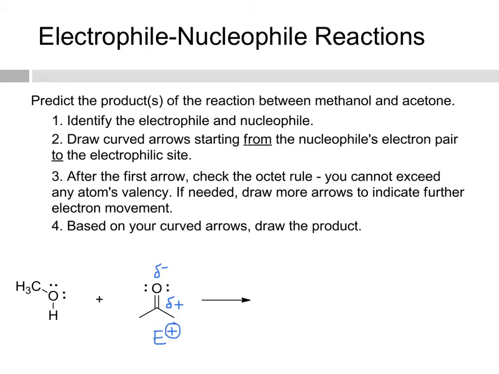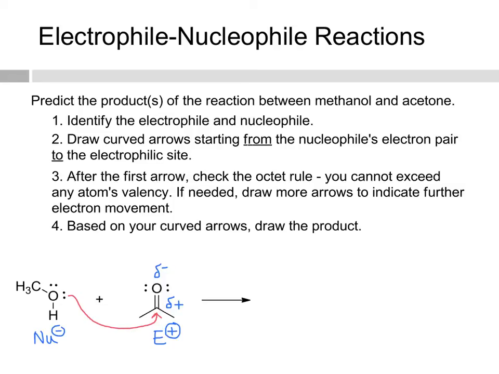So that means that we need to make sure that methanol is a nucleophile, and we talked about that. We said, well, oxygen in the hydroxyl group has its lone pairs, so that can act as a nucleophile. And now let's use curved arrows to show electron movement. So remember that you're going to draw curved arrows starting from the nucleophile's electron pair to the specific electrophilic site in the electrophile. So we are starting from the lone pair of oxygen to this carbon, and so we can draw that arrow.